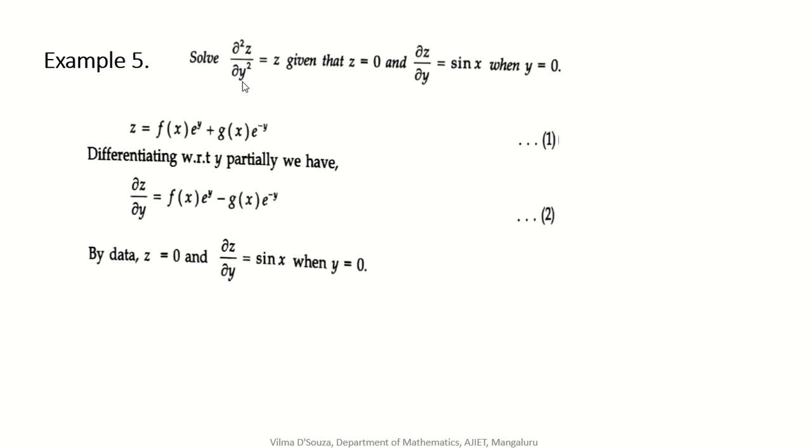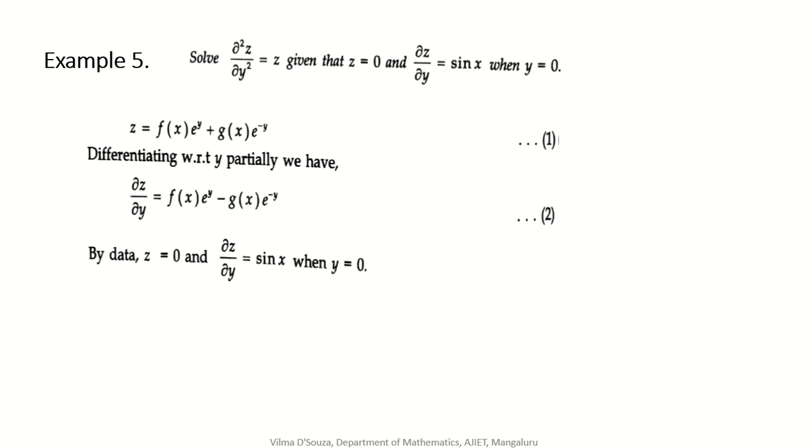d square z by dy square is equal to z. So what do you get? D square minus 1 equal to 0. Your auxiliary equation is m square minus 1 equal to 0, or m square is equal to 1. So what is m? Plus or minus 1. When m is plus or minus 1, you have z is equal to c1 e power y plus c2 e power minus y. Don't consider x, we have considered z as a function of y alone. So you are writing z in terms of y now.